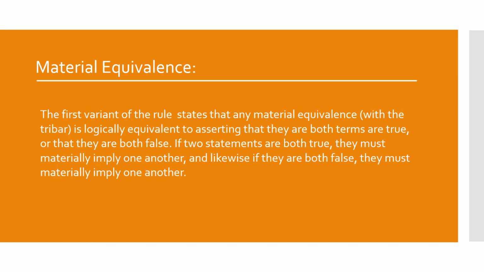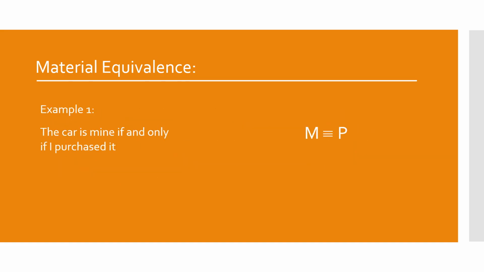Now, the first variant of the rule that we can glean from this basic definition of a material equivalence states that any material equivalence, with the tribar, is logically equivalent to asserting that both terms are true or that they are both false. If two statements are both true, then they must materially imply one another. And likewise, if they're both false, they must materially imply one another. So let's look at an example of this first variant of material equivalence.